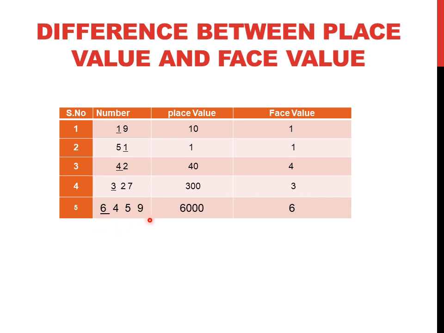Here we have a 4-digit number, 6459. In that, number 6 is underlined. 6 is in which position? Can you tell me? You are right, children. It is in thousands position. So the place value of 6 is 6000 and the face value remains the same, that is number 6. I hope you understand the difference between place value and face value, children. For better understanding, watch the video again and again.